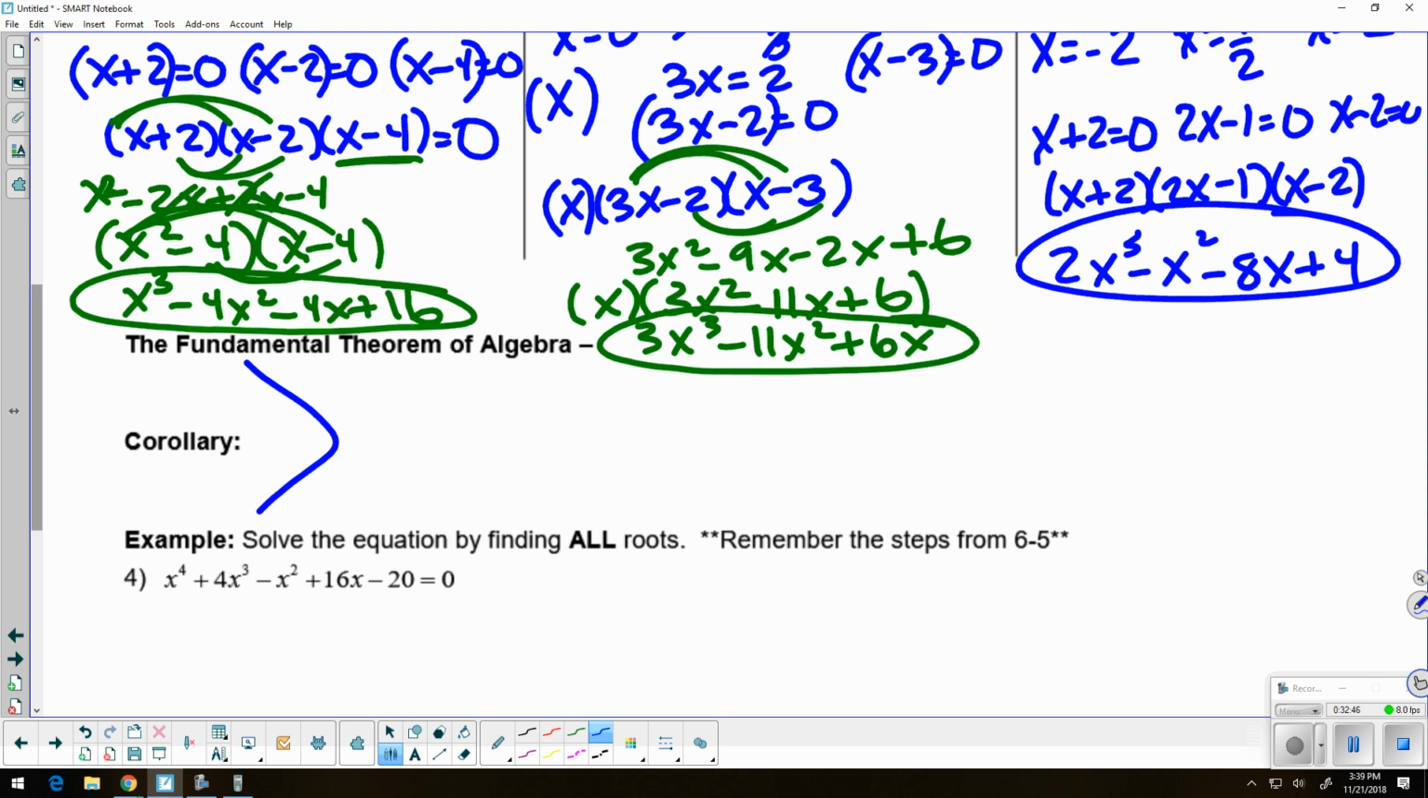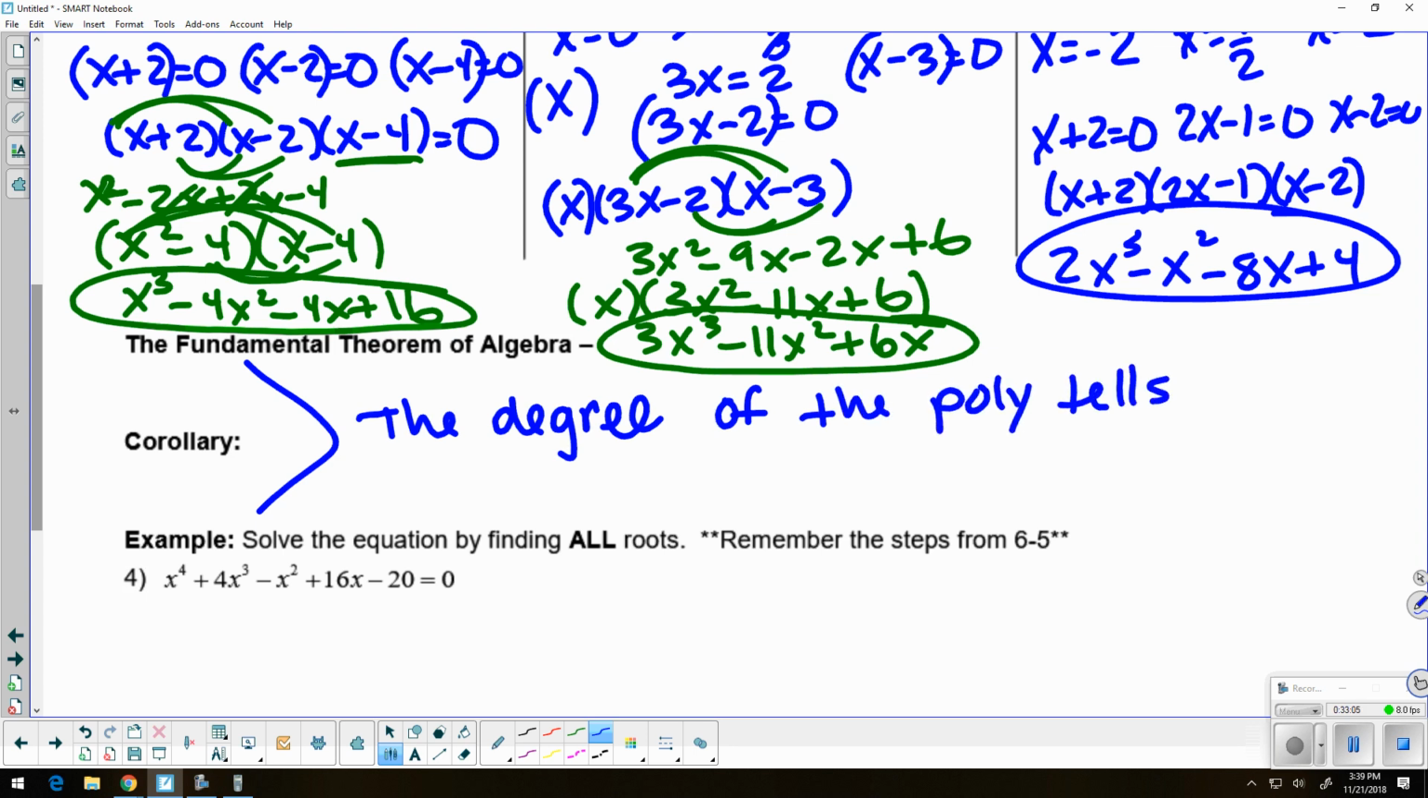It's something we've already talked about before, and I'm sure your other teachers have talked about it with you, but now we have an official name for it. It's the fundamental theorem of algebra. It says that the degree of the polynomial, in my own words, tells you how many roots.